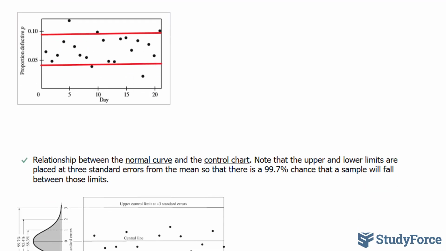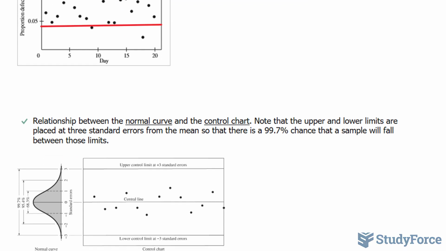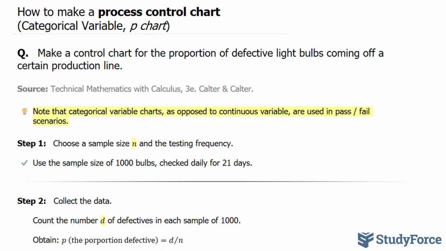Let's continue. Shown here is a more accurate drawing of the relationship between a normal curve and the control chart. Note that the upper and lower limits are placed at 3 standard errors from the mean, so that there is a 99.7% chance that a sample will fall between these limits. So there you have it. That is how to make a process control chart.